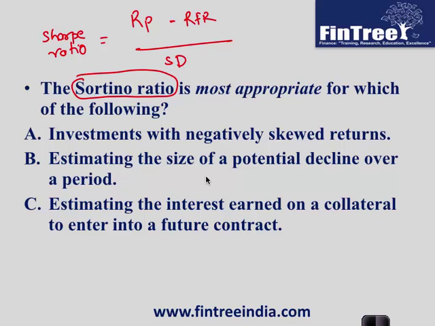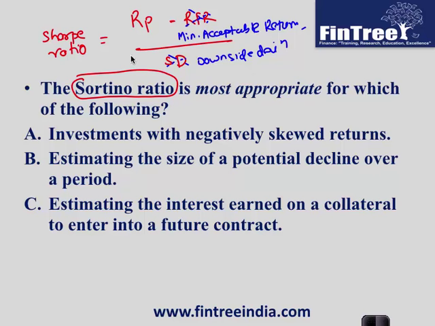And then you make two adjustments to this ratio. Instead of RFR, you use minimum acceptable return. So for example, RFR might be 8%, but your client will say that he expects to earn a minimum of 12. So then you replace that 12% here, and instead of standard deviation, you use downside deviation. So downside deviation is considering only those returns which have come out to be less than minimum acceptable return.